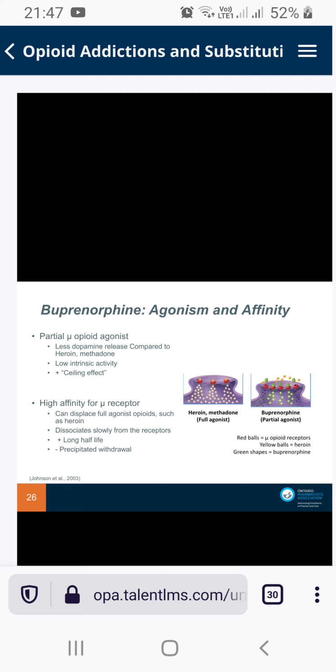What this means is that buprenorphine really loves the opioid receptor, specifically the mu receptor. What this means is that it will come in and kick out any other opioid on the receptor. This is both good in that it will dissociate slowly from the receptor, which contributes to its long-acting effects, but it's also bad because it can cause something called precipitated withdrawal, which we will also talk about.